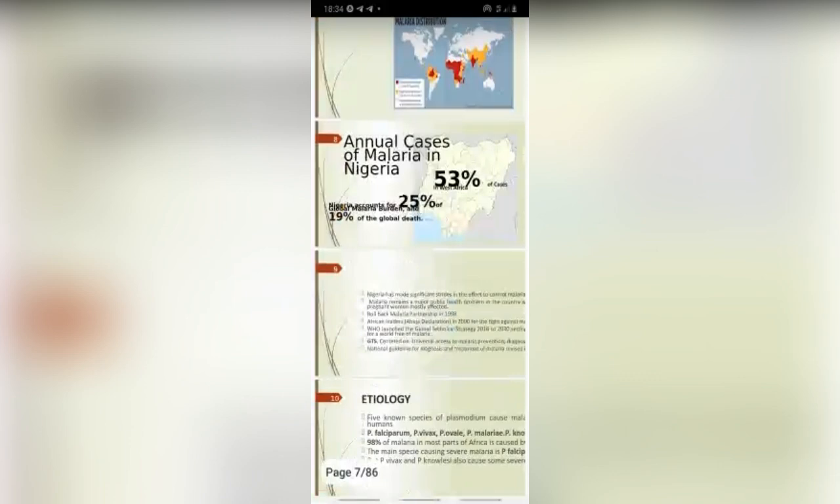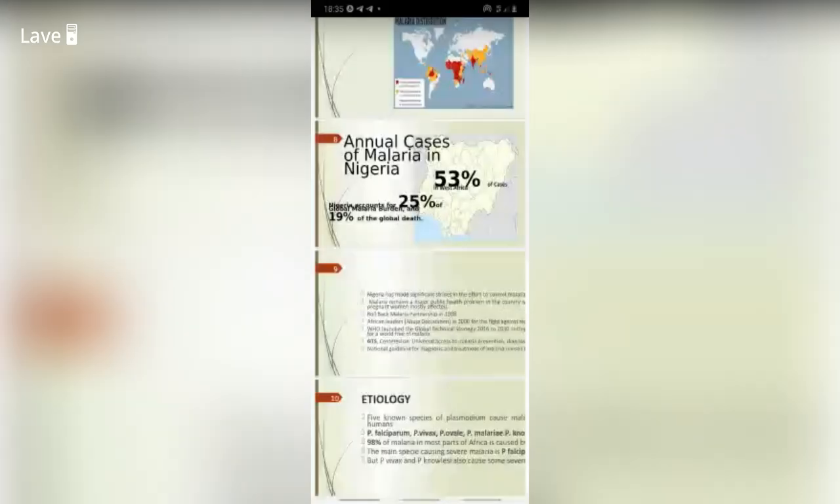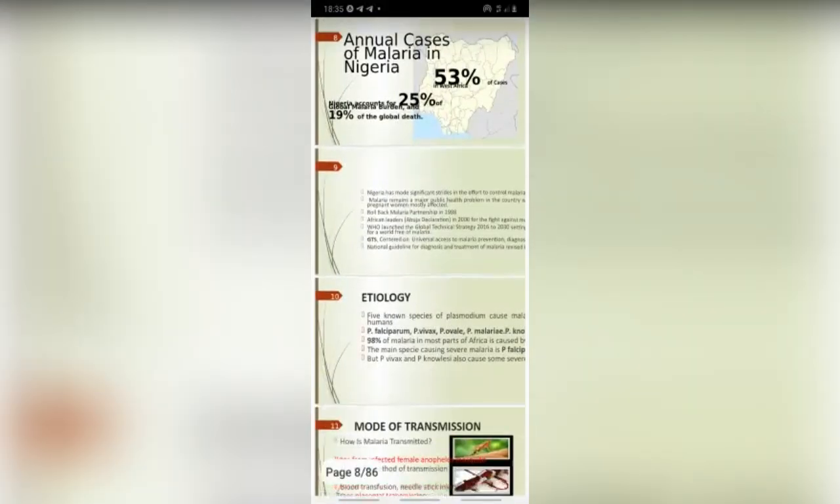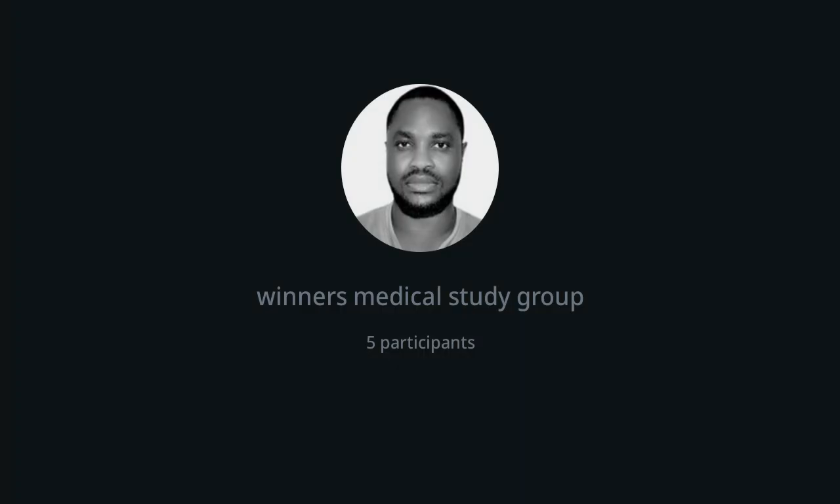Look at annual cases of malaria in Nigeria. Nigeria accounts for 25% of the global malaria burden and 19% of the global deaths, and 53% of cases in West Africa as a whole occur in Nigeria in particular. Now, Nigeria made a significant stride in the effort to control malaria. If you know about the Roll Back Malaria program in 1998, it used to be a question when we were in medical school, to talk about the factors around Roll Back Malaria. And then WHO also launched a global technical strategy in 2016 to 2030 to have a world that is free of malaria.